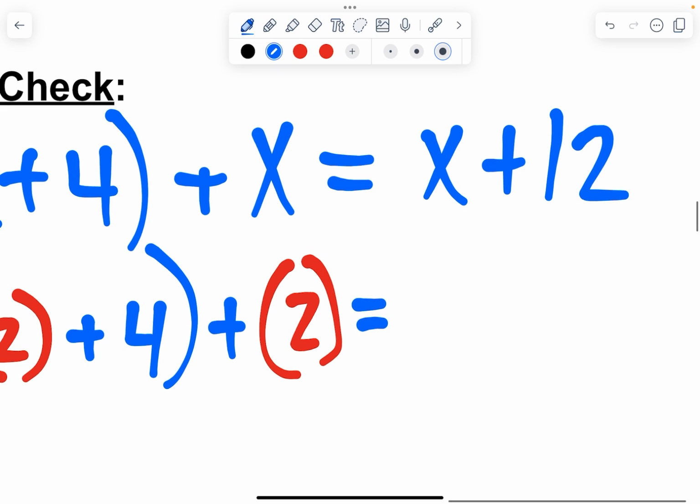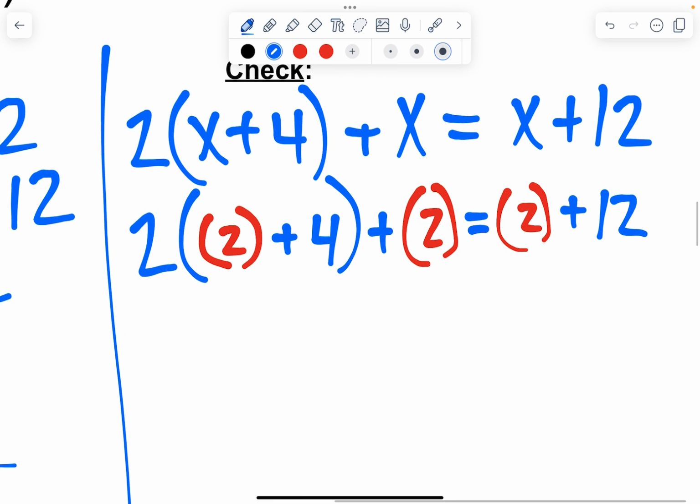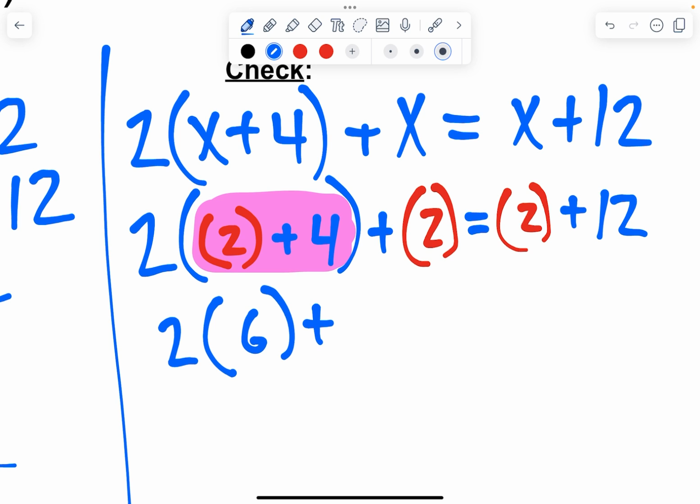equals parentheses 2 plus 12. Again, please excuse my dear Aunt Sally or PEMDAS. I'm going to work inside the parentheses first. So 2 parentheses, 2 plus 4 is 6. And then I just write down all the other stuff.